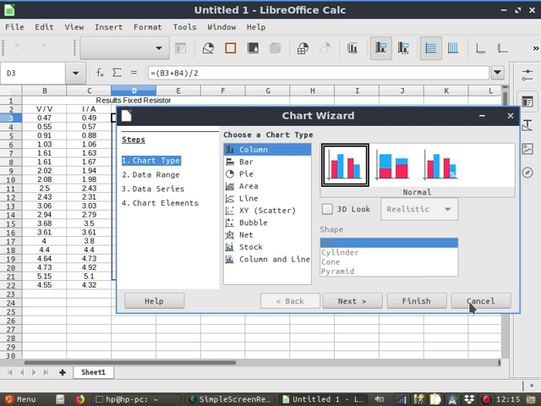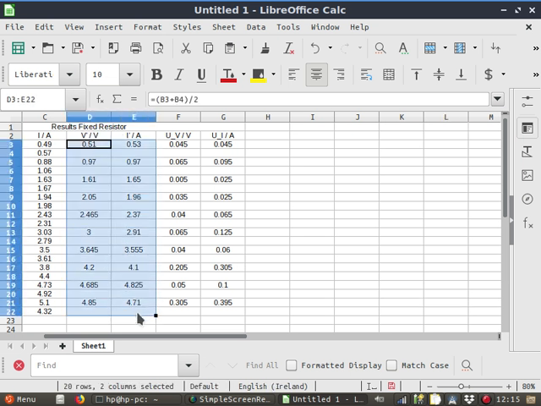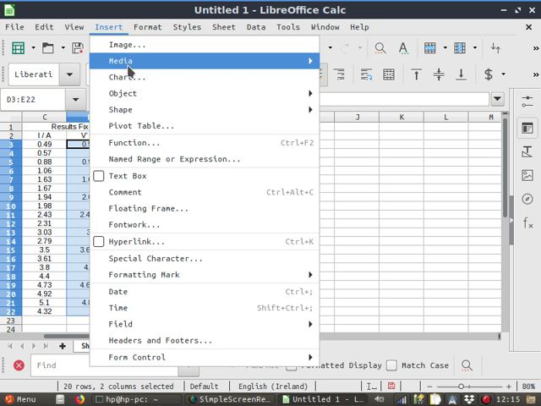Before we start this, we need to think. Which do we want on the X and which do we want on the Y? The V is on the X and the I is on the Y. So this is the correct order. V first, I second. X, Y. Okay, now we'll highlight. Okay, insert chart.